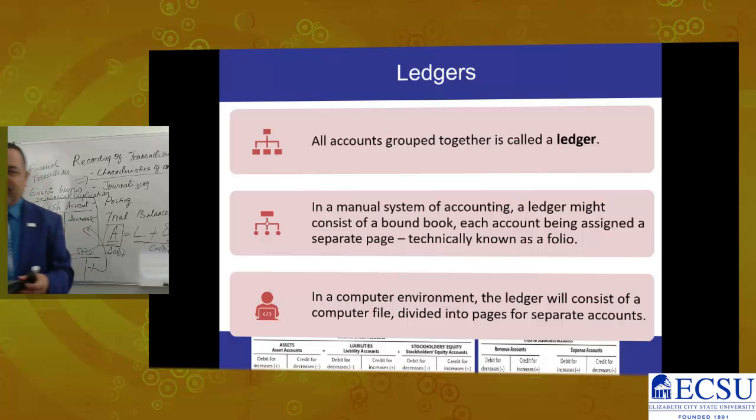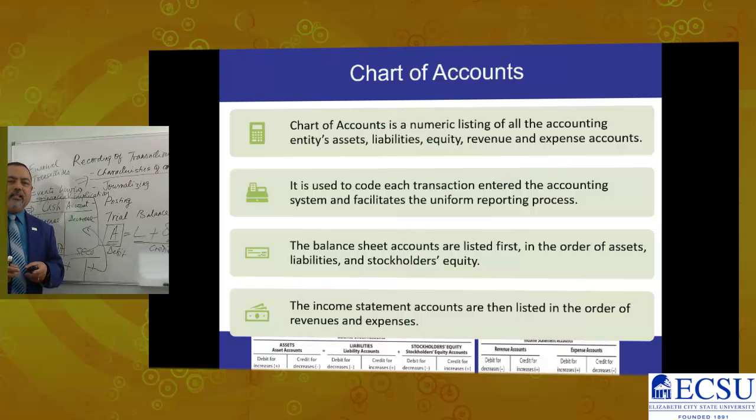So we used to call this a ledger, but now of course we will be having computer files, so one computer file would probably be a different ledger, or however depends upon the size. So it's divided into several pages with several separate accounts. In a manual system, in a computer environment, you could create a separate file for each account. So that is a ledger.